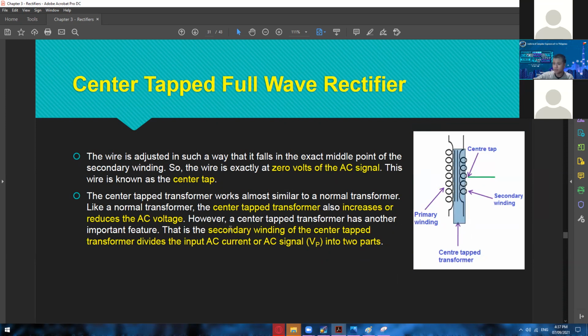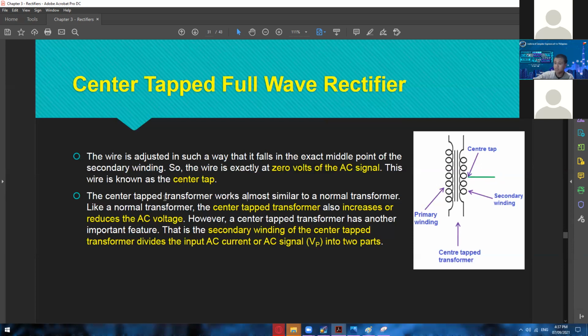It has another wire right here. The wire is adjusted in such a way that it falls in the exact middle point of the secondary winding. So the wire is exactly at 0 volts of the AC signal. This wire is known as the center tap. That's the reason why they call this one a center tap.